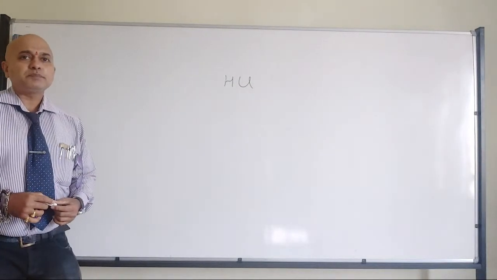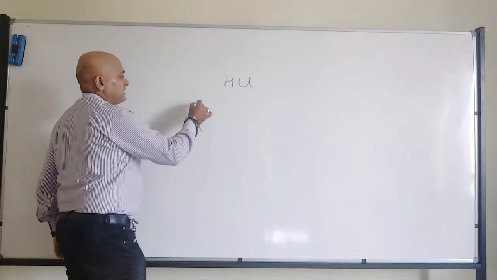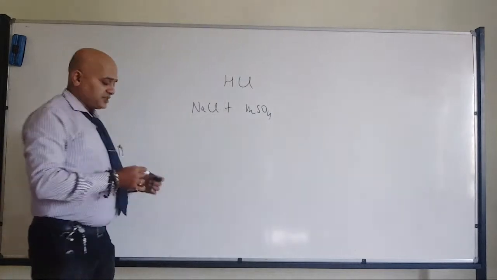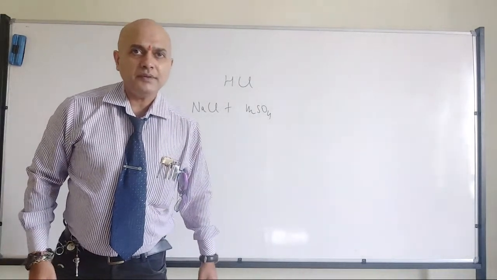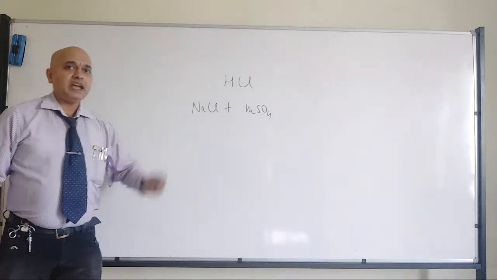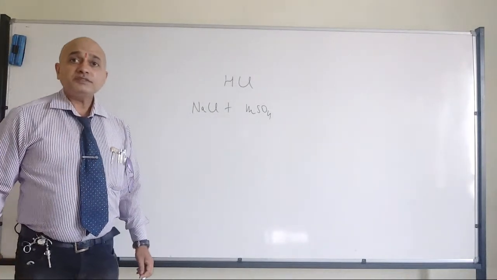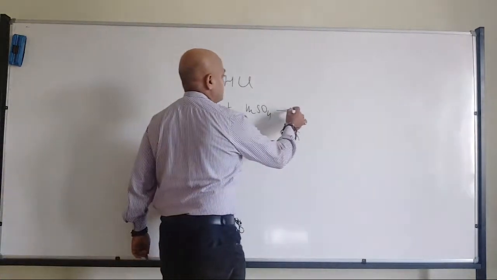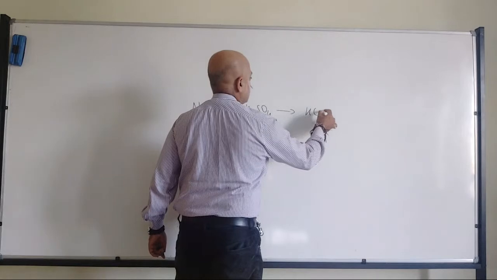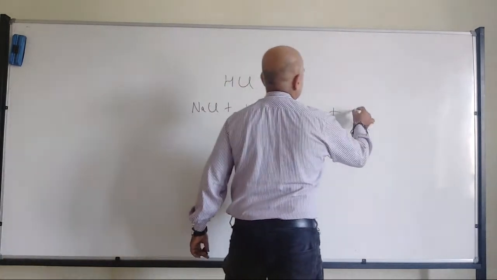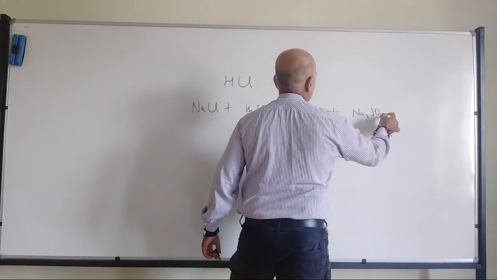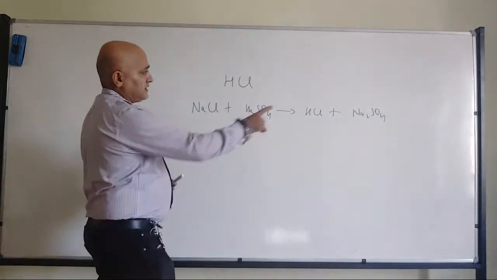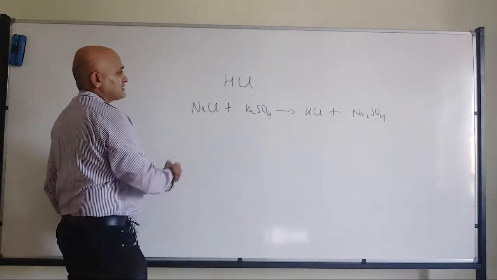Now when it comes to its preparation, one of the common methods here is treating sodium chloride with sulfuric acid. This reaction we have already discussed, with respect to the properties of sulfuric acid. That's where it is going to form HCl plus Na2SO4, which will later get converted into sodium bisulfate.